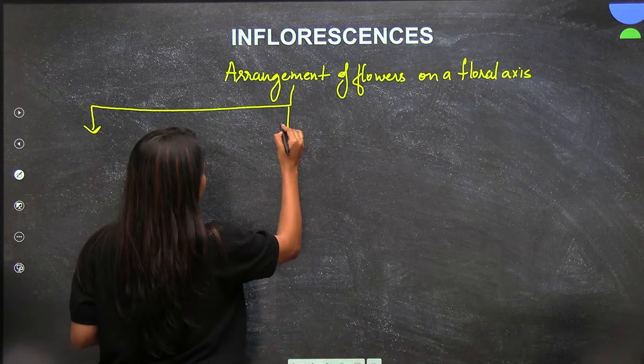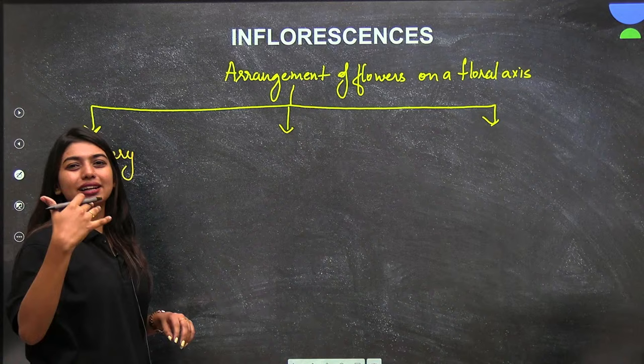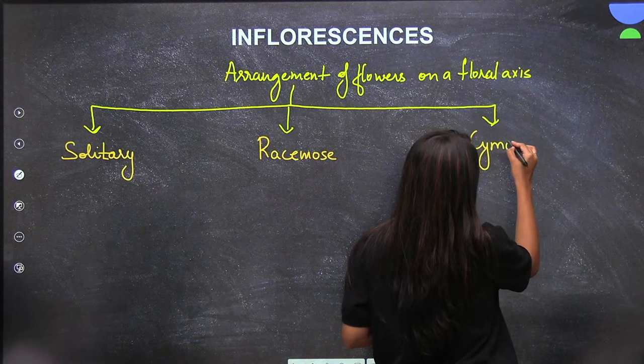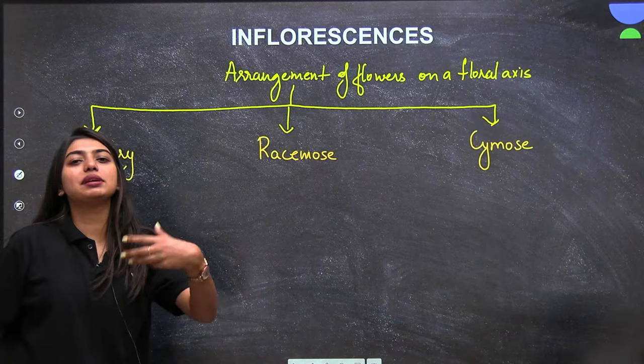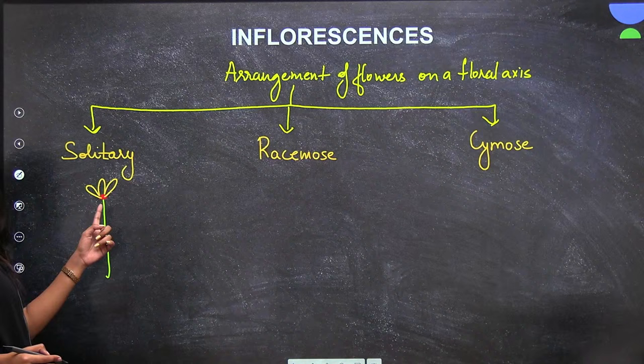So here your first one is solitary. Students, solitary is what? Single. Here is your racemose. Here is your cymose. Clear? So these are the three types of inflorescence. Solitary means single. So this flower will be a one man army. Alone it will be there. Single flower.